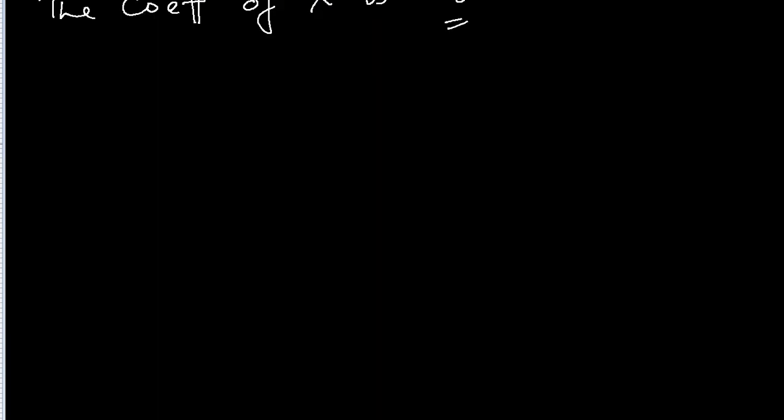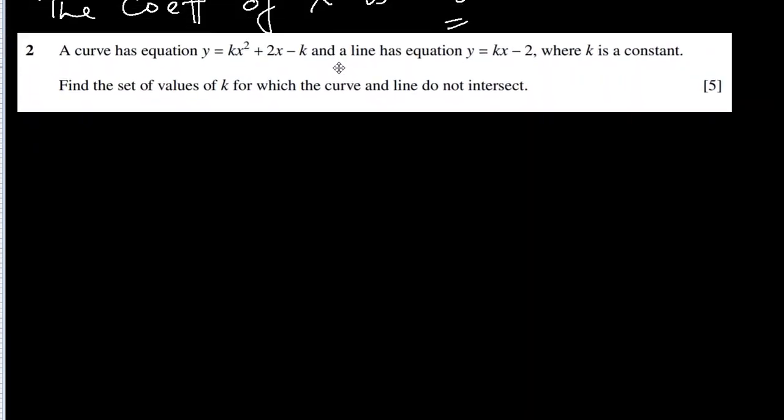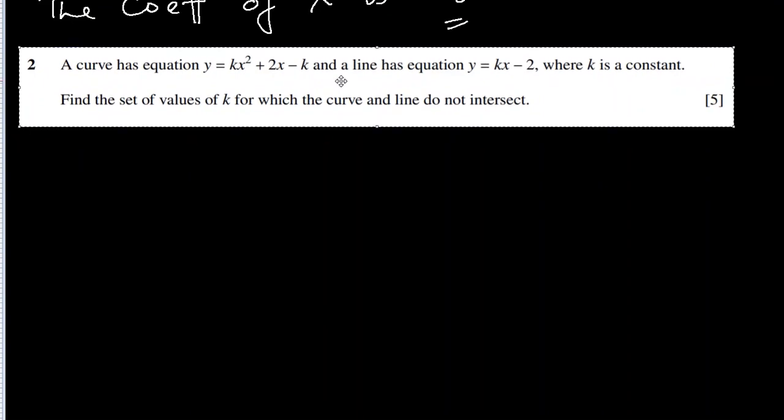Alright, next question. Number 2. A curve has the equation y equals kx² plus 2x minus k, and a line has this equation. k is a constant. Find the set of values of k for which the curve and line do not intersect. So obviously this is a quadratic equation and this is a linear equation.